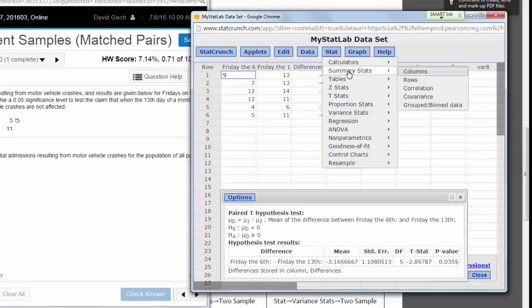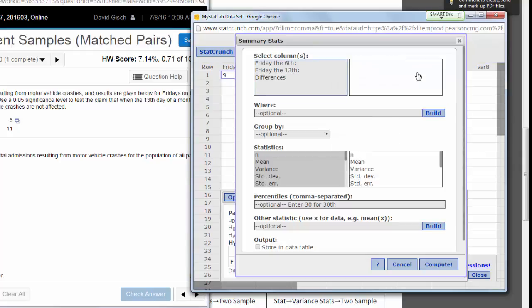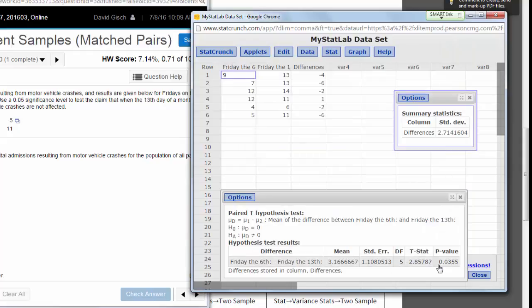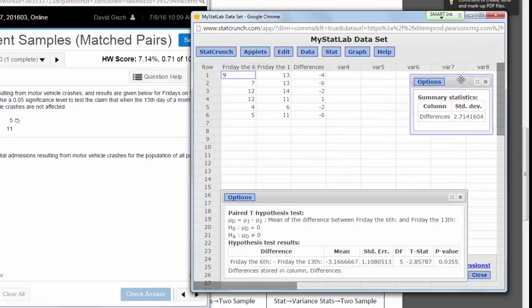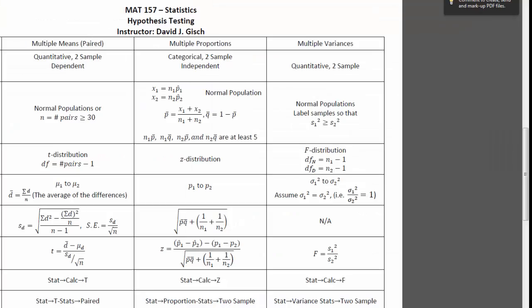Well, we're going to go to Summary Stats, Columns, select the Differences column, and select Standard Deviation. Hit Compute, and now I have the standard deviation of those differences, in other words, S sub D. So that's how you find S sub D. And notice how S sub D is not the same as the standard error down below. They're different. Again, going to the formula, you actually use S sub D to calculate the standard error.